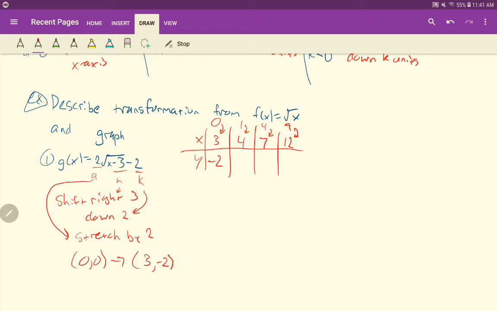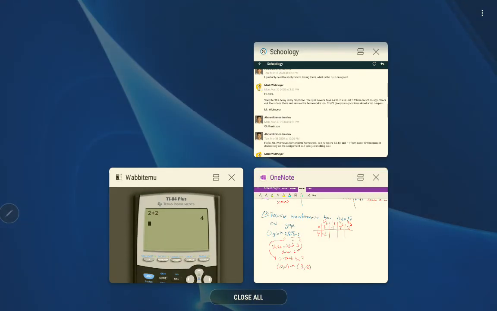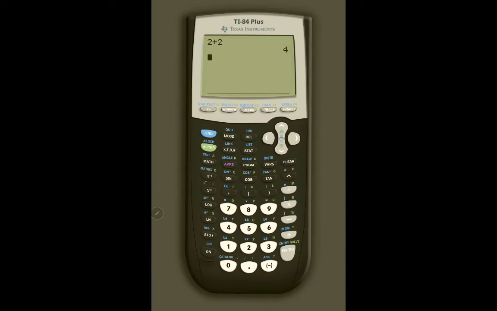In fact, let's go ahead and go to our table. So 2 root x minus 3 minus 2. Okay, so 2 square root x minus 3 minus 2. Oops, I wanted to clear that one out too. Okay, so we go to our table, second graph. You can see there's those errors, right, for the negative x values.